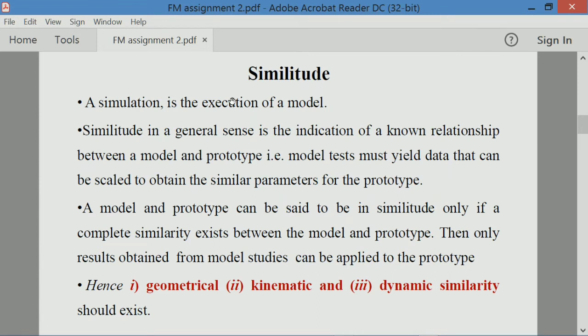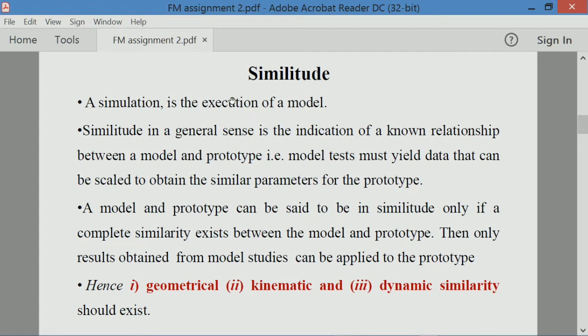Now, how can we obtain the desired results from that model study? By achieving the similarities such as the geometric similarity, kinematic similarity or dynamic similarity. In kinematics we study the motion, in dynamics we study the cause for that motion, that is the various forces and momentum, then power, work, energy, those things we study in dynamics.